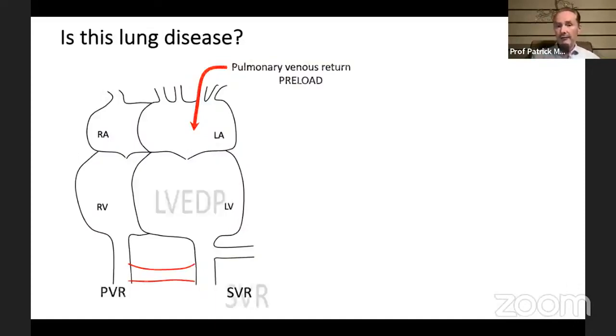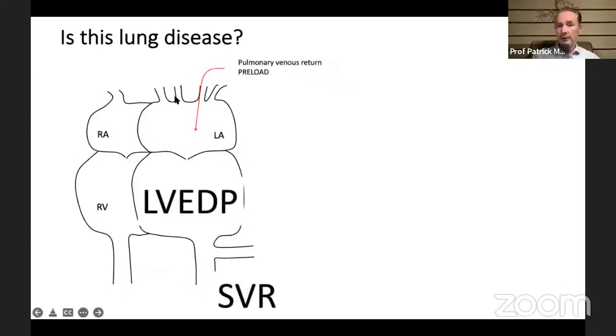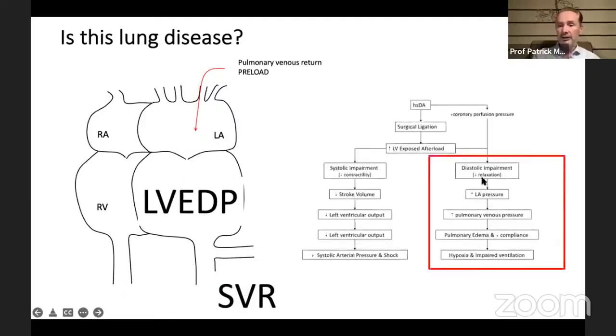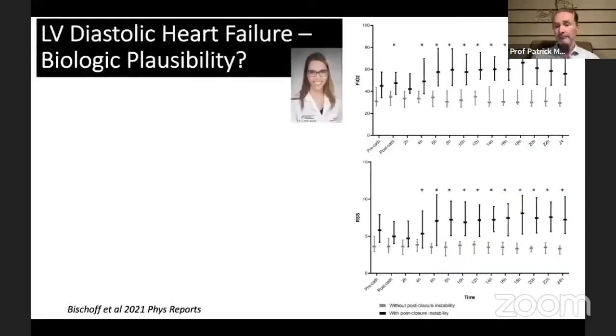Well, we know that after PDA closure, preload decreases to the left heart, but systemic vascular resistance and, more importantly, left ventricular end diastolic pressure increases. The increase in end diastolic pressure leads to an increase in atrial pressure, leading to pulmonary edema, and provides a biological rationale for the deterioration in lung disease that we see.